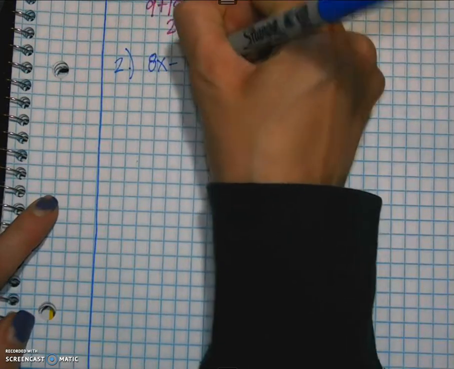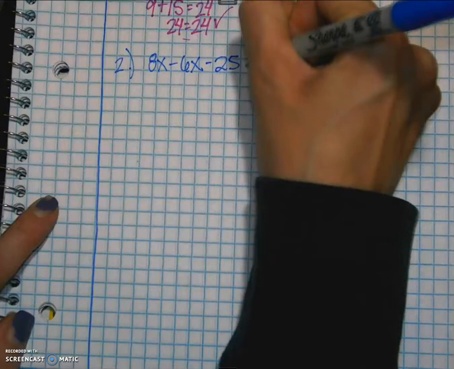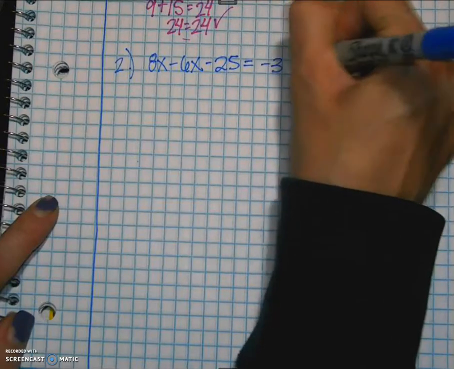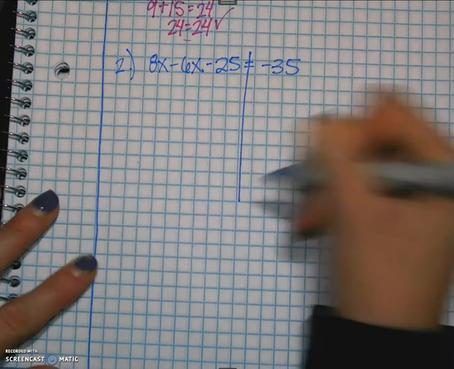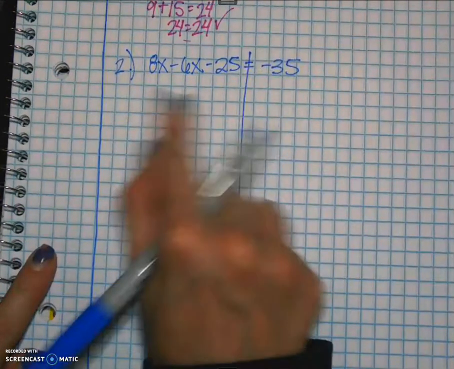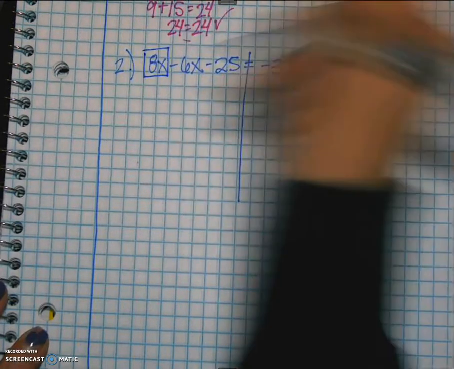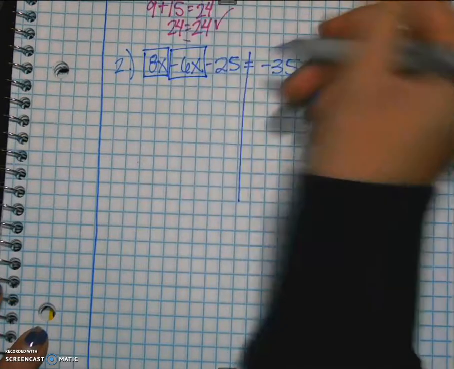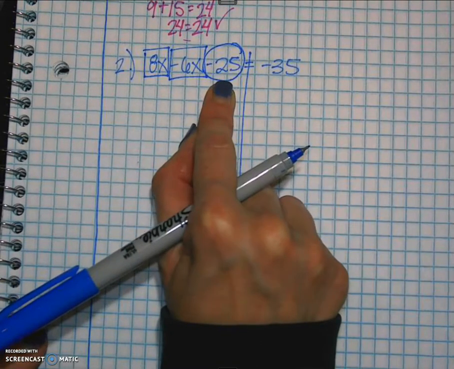So, number 2. 8x minus 6x minus 25 equals negative 35. Okay? So I'm going to draw my mirror. Again, not necessary, but it's a really good reminder. Now, before I move anything, take a look over here. You should notice a vocab word. Right here, I can see I have 8x, and I can see I have negative 6x. This guy right here, our constant, negative 25, does not have an x.